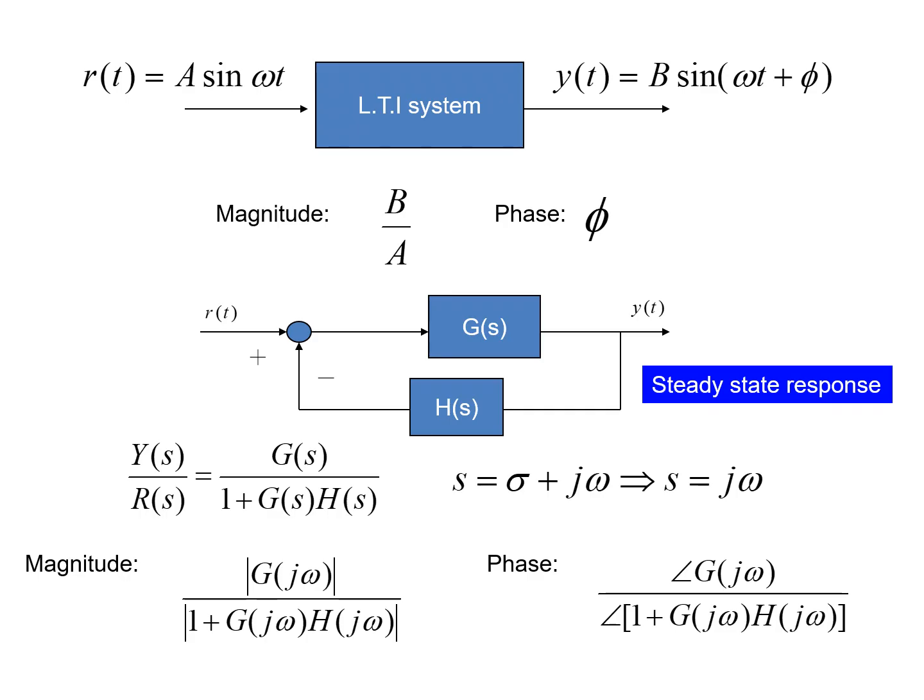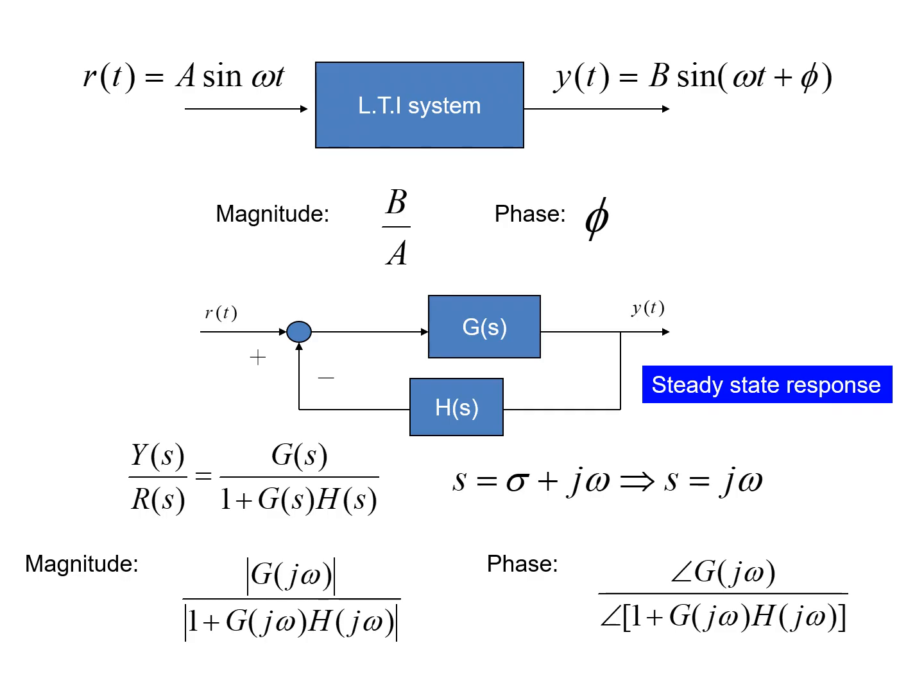Okay, this is a linear time invariant system with the input a sinusoidal r(t) equal to A sin omega t. A is the magnitude. And then the output is also a sinusoid, y(t) equal to B sin(omega t plus C), where the magnitude is B per A, and the phase angle is C.